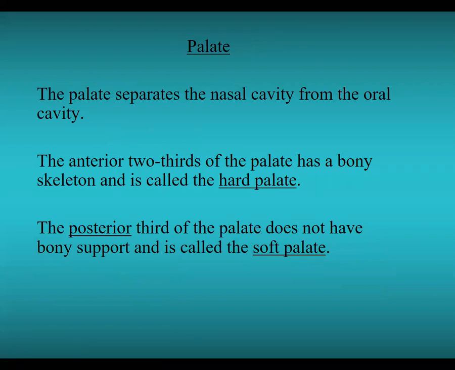Palate. The palate separates the nasal cavity from the oral cavity. And the anterior 2/3 of the palate has a bony skeleton and is called the hard palate. And I have a picture here to show you in just a moment. So the posterior third of the palate does not have any bony structure, and it's called the soft palate. I skipped ahead, but the anterior 2/3 of the palate has a bony skeleton, and that's called the hard palate. So when you think of your mouth, at the very top, it's kind of the hard part, and then off back towards the back side, it's like a soft palate.